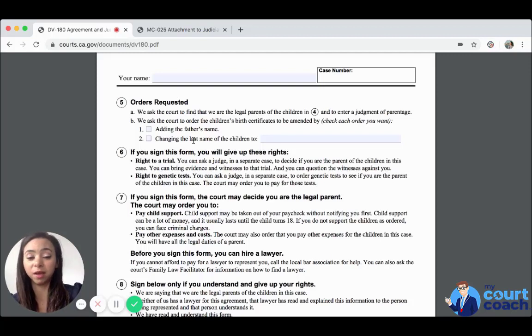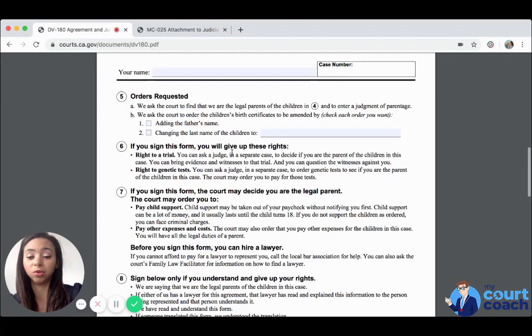And this is something that you don't have to necessarily do, but it is a good idea to amend the children's birth certificate so you have it as an order, so that the father can add his name to the birth certificate at some point. And then if you two wanted to change the last name of the children, you can do that, but you don't have to agree to that and you don't have to request that.